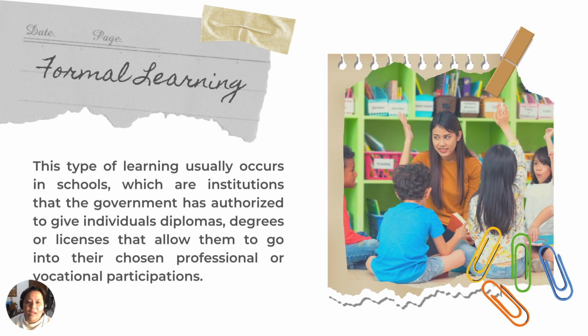First is formal learning. This type of learning occurs in schools, which are institutions that the government has authorized to give individuals diplomas, degrees, or licenses that allow them to go into their chosen professional or vocational participations. In the Philippines, these bodies are regulated by the Department of Education or the Commission on Higher Education. Here, duly licensed classroom teachers and administrators submit records to these regulating bodies, which monitor an individual's eligibility to later on engage in a particular trade. Without these records, permits, and licenses, one cannot essentially practice his chosen field.